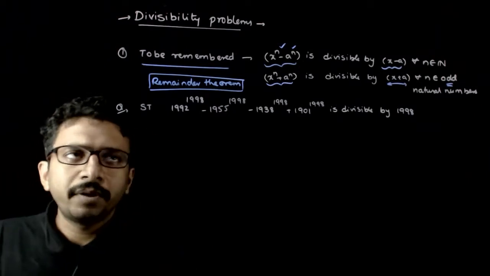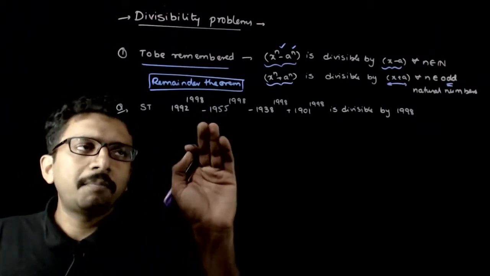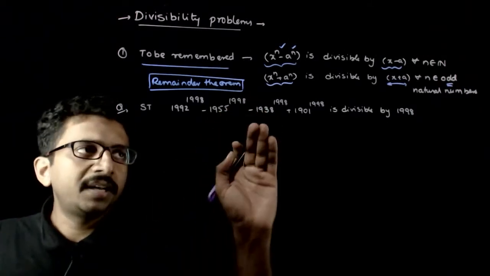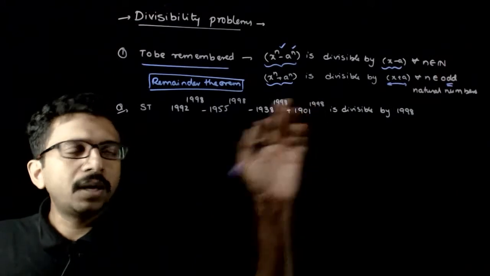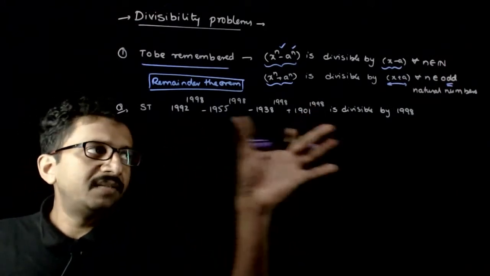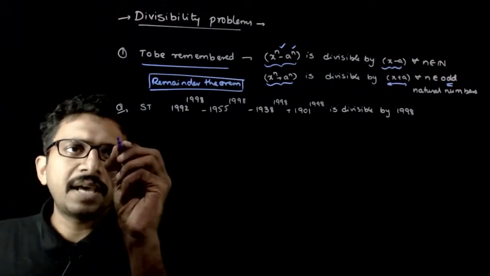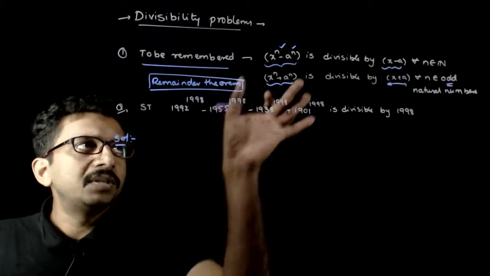The first problem that we are going to discuss is: show that 1992 power 1998 minus 1955 power 1998 minus 1938 power 1998 plus 1901 whole power 1998, this number, is divisible by 1998. We have to show this. So let us see how we can show this using these theorems.